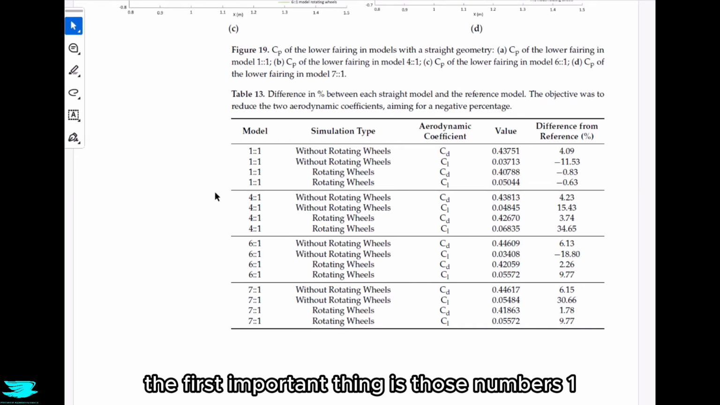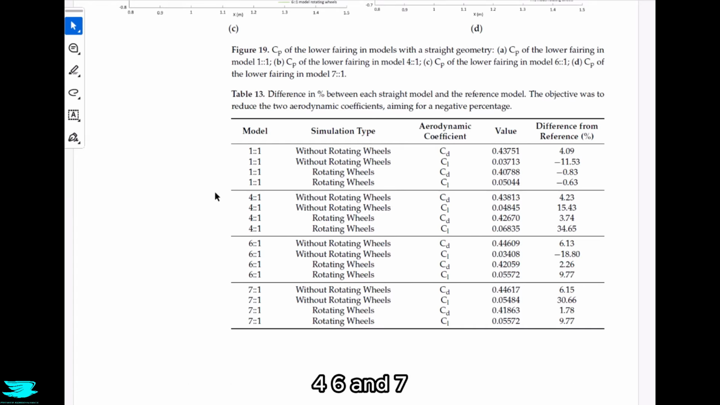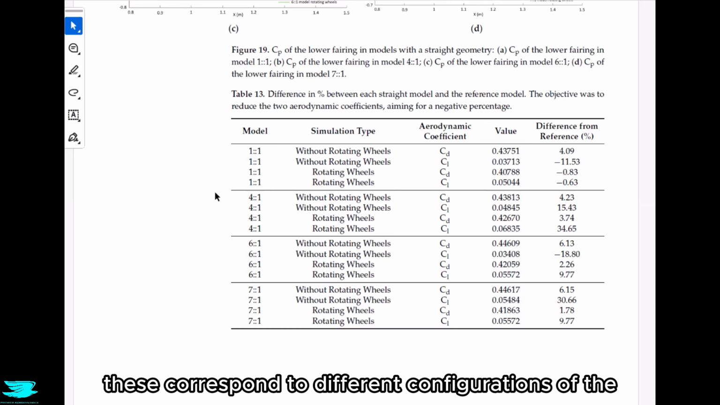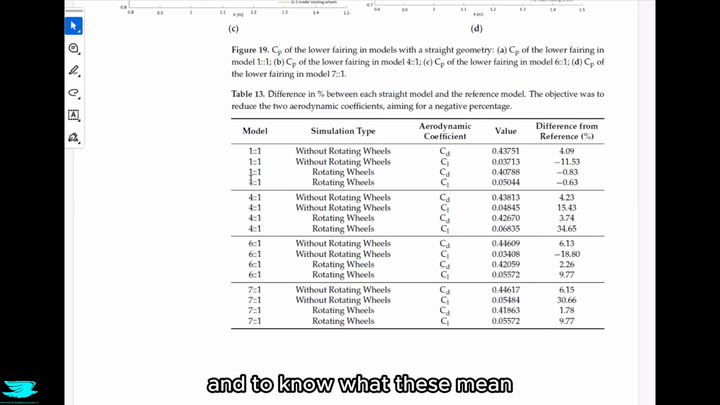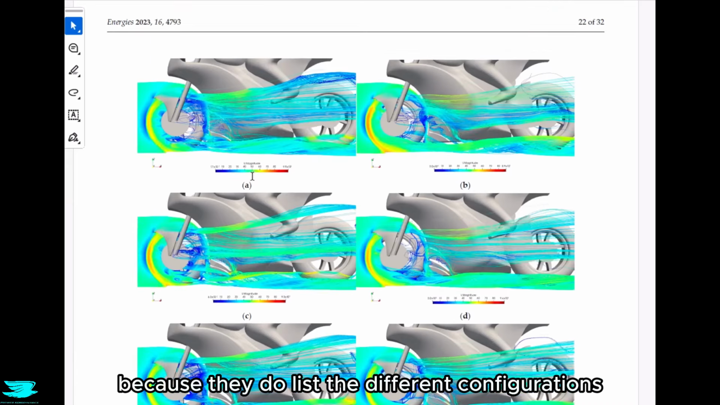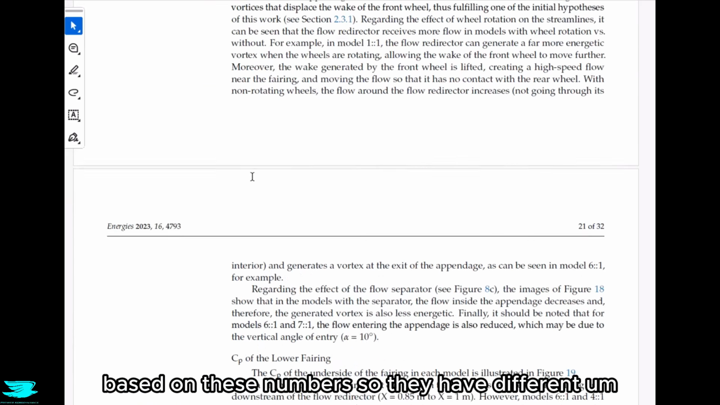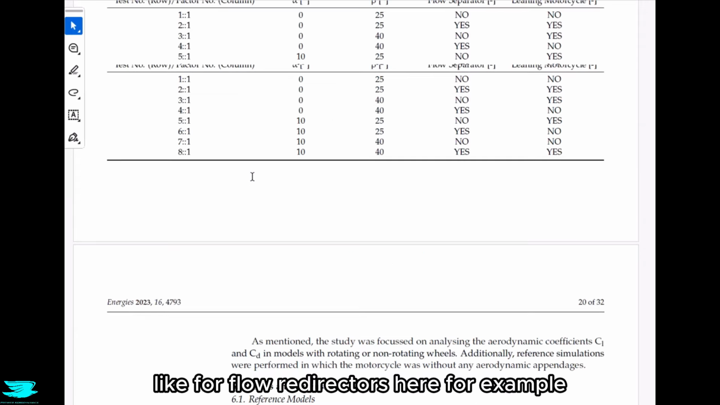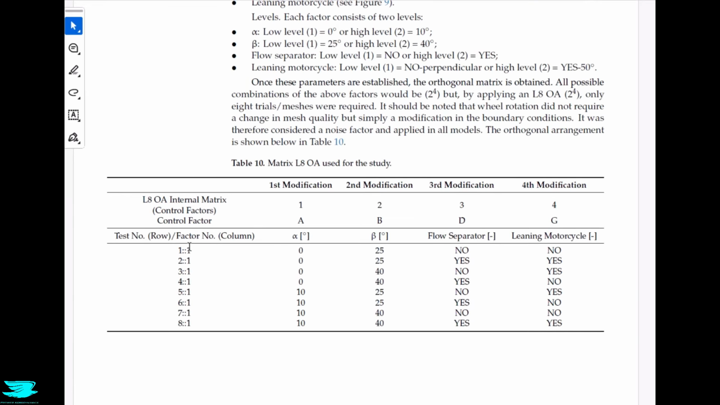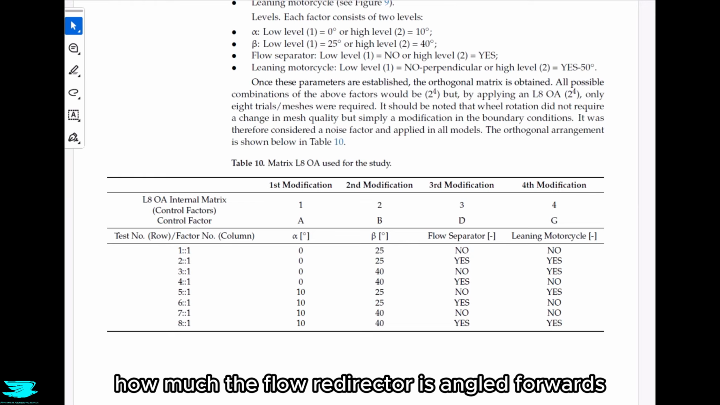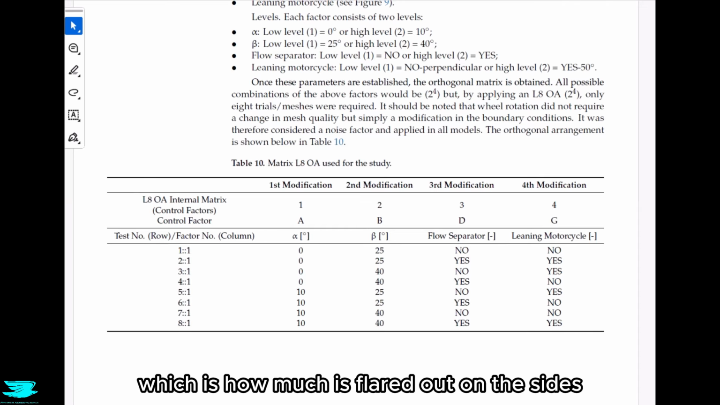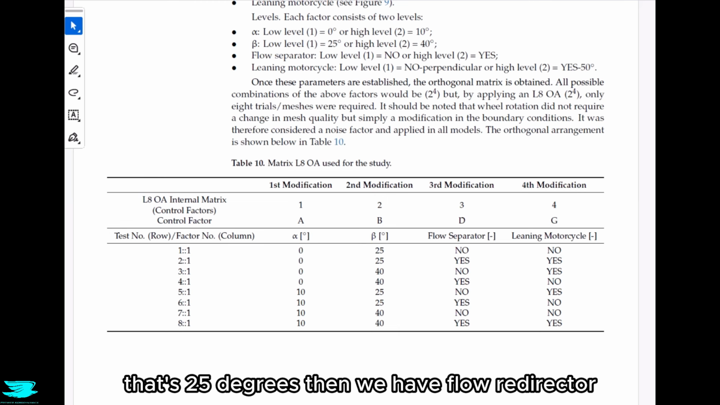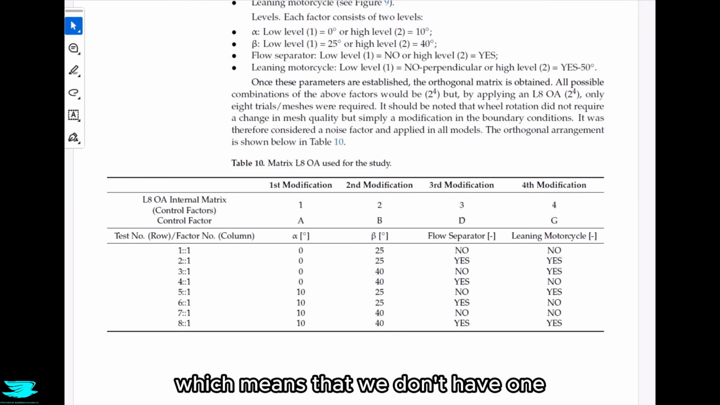So first of all, the first important thing in this table is those numbers, 1, 4, 6, and 7. These correspond to different configurations of the flow redirectors and the motorbike itself. To know what these mean, we need to scroll back up to table 10, because they list the different configurations based on these numbers. For flow redirectors, for example, number 1 means that alpha, which is how much the flow redirector is angled forwards, has an angle of 0 degrees, so it's flat. Then beta, which is how much it is flared out on the sides, is 25 degrees. Then for the flow separator, it says no, which means that we don't have one.